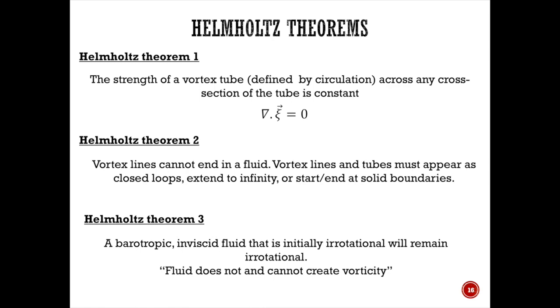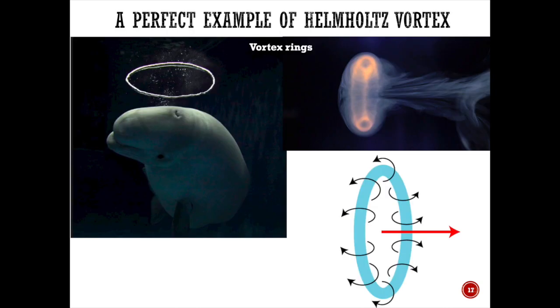Okay, now you may think these are all just made-up theorems, and wonder whether or not there is any validity to these. Helmholtz vortices can actually be found in nature. Here is an example of a beluga whale playing with a vortex ring that it forms through its nose. This vortex ring is a perfect example of Helmholtz theorem, especially theorem number 2, which says a vortex ring or tube cannot end in a fluid. It has to form a closed loop, and that's exactly what it does.